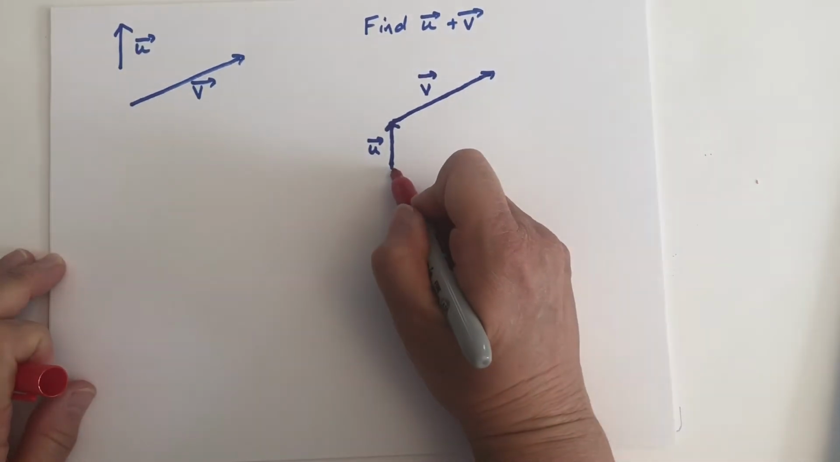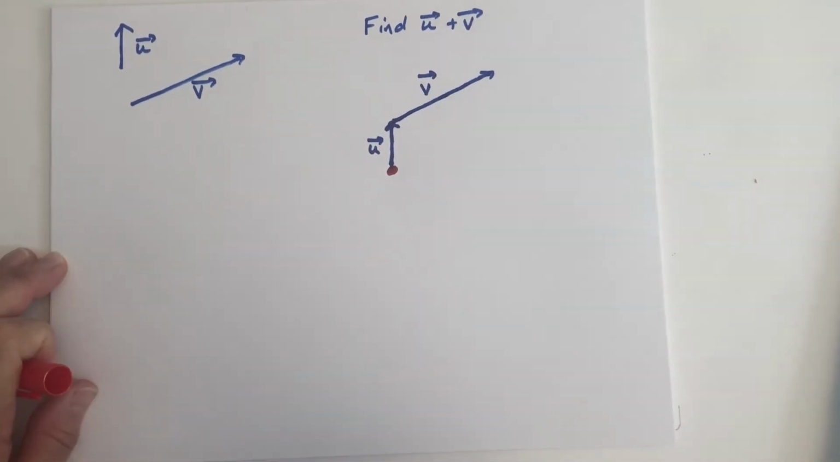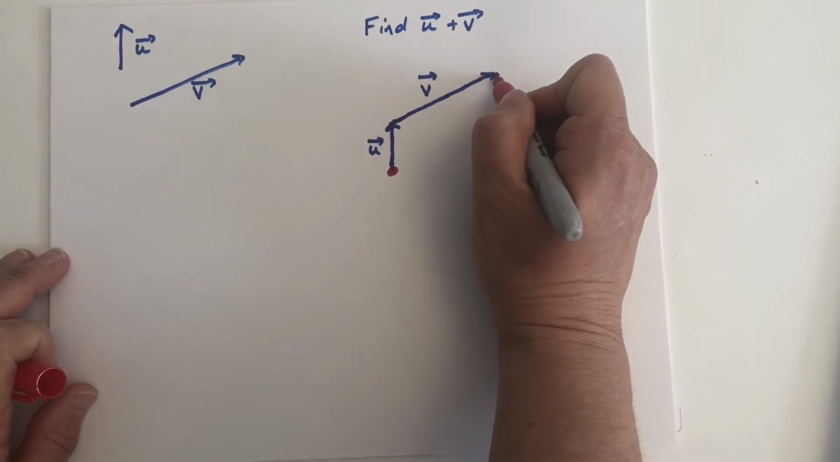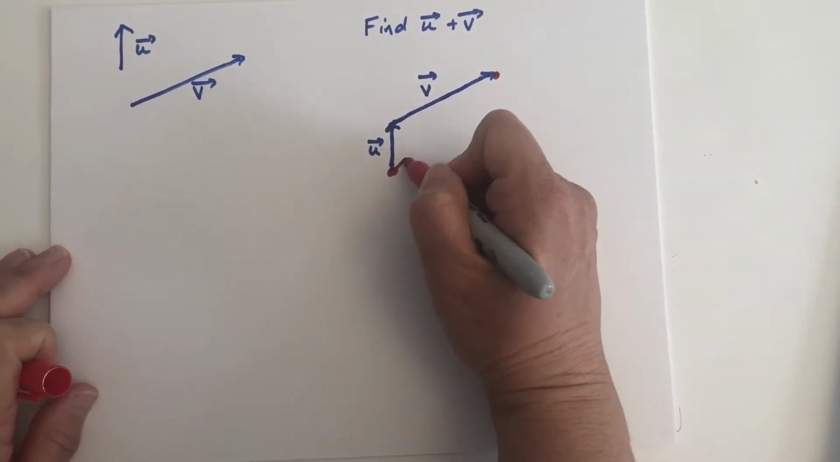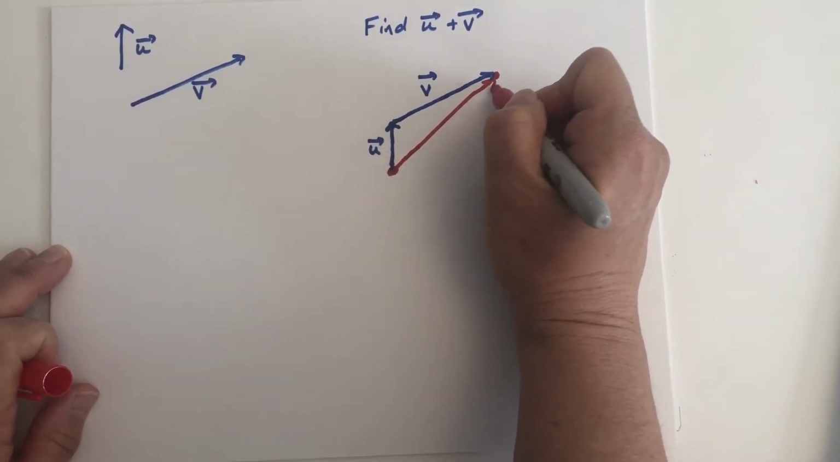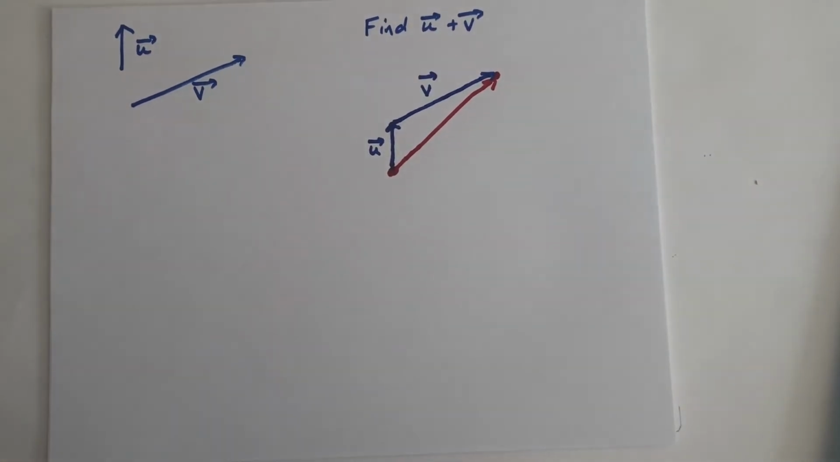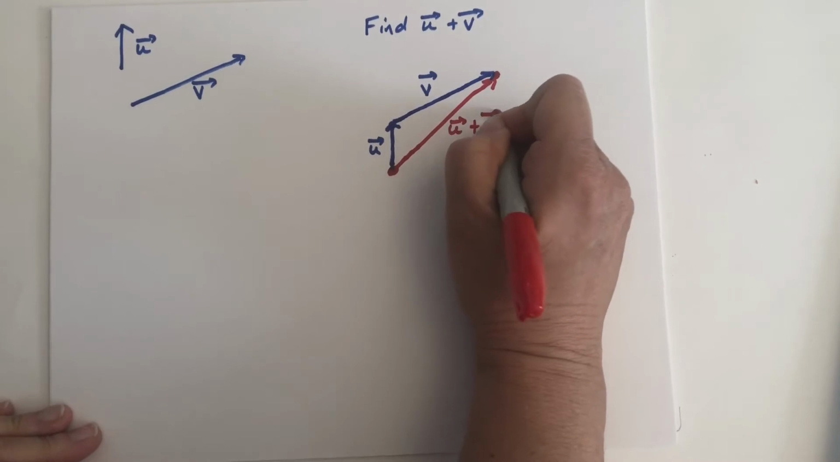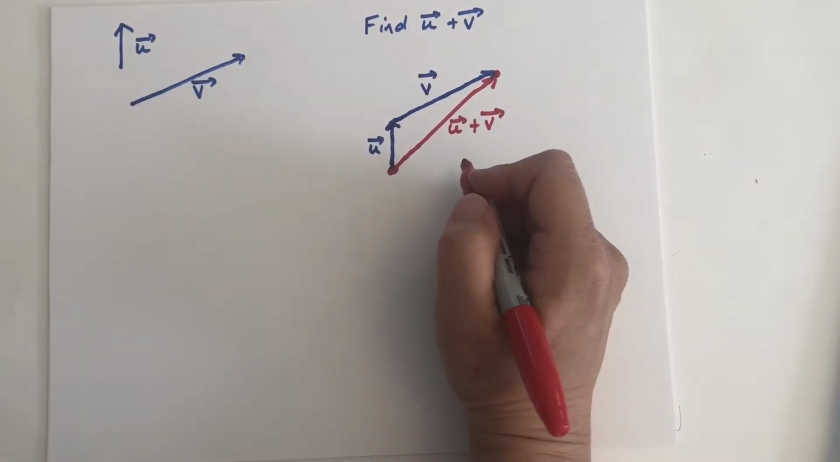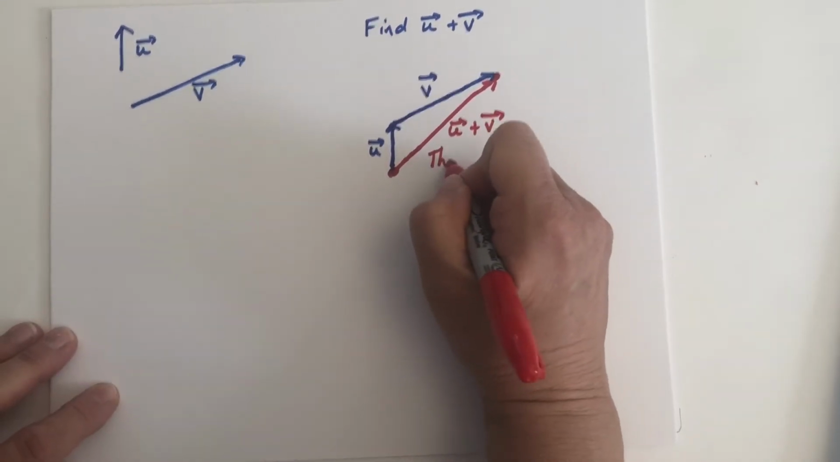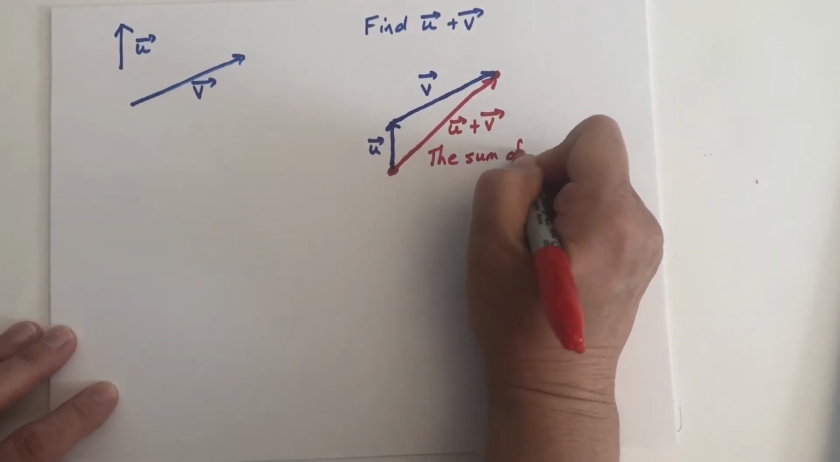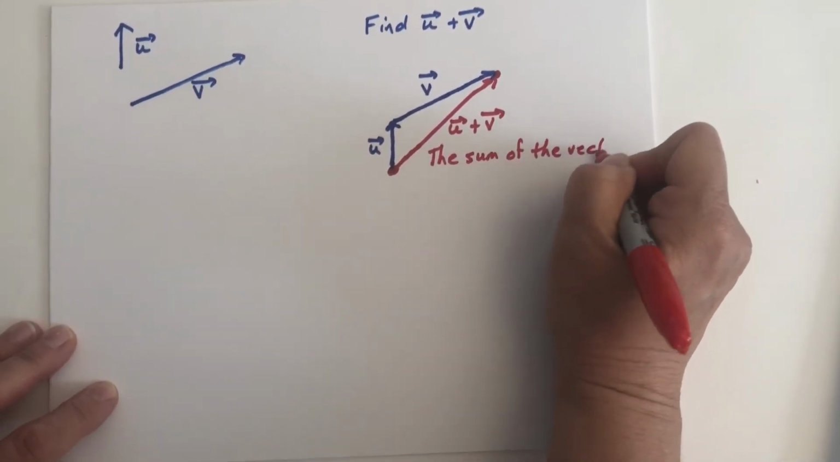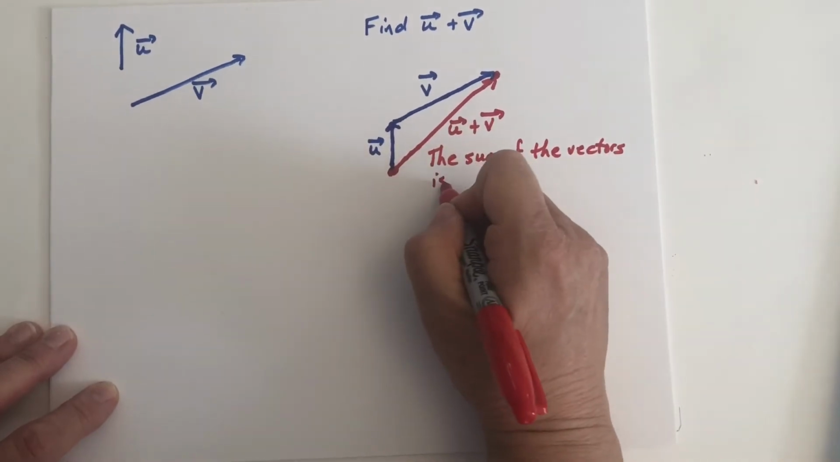Start with the initial point of the first vector and finish with the terminal point of the last vector. And here is our result. And it's called the resultant vector. So this is U plus V right here. And the sum of the vectors is a resultant vector.